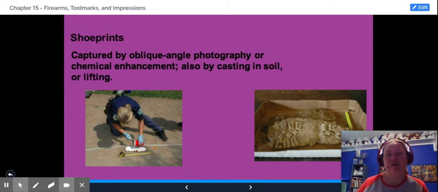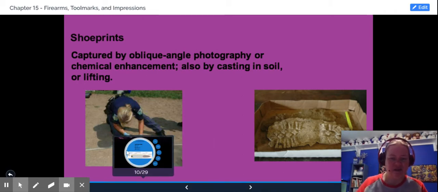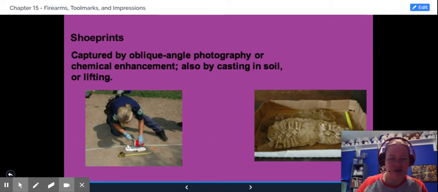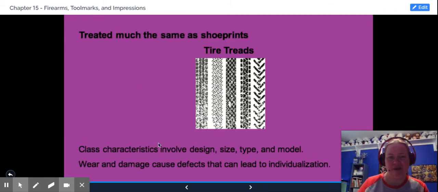When you're doing shoe print impressions, you want to first photograph it with oblique angle photography or chemical enhancement. You can also cast it in soil by lifting. As you can see right here, she is pouring plaster into an impression to get a cast from that. Tire impressions are treated like shoe prints. Class characteristics involve design, type, size, and model. And wear and tear can lead to individualization.